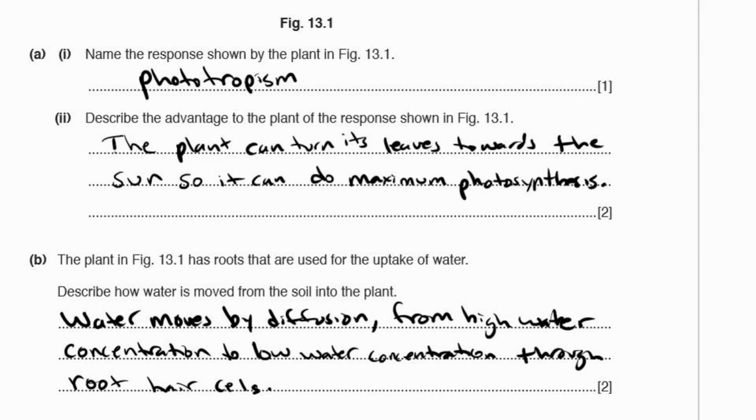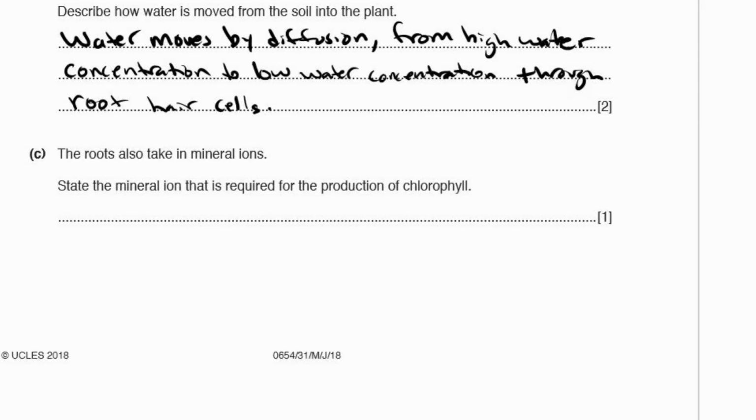Now you have to say water concentration. You can't just say concentration, because when you're saying concentration, you're generally talking about the stuff in the water, not the water itself. So it's very important you say water concentration for this. Okay? And finally, the roots also take in mineral ions. State the mineral ion that is required for the production of chlorophyll. And that mineral ion is magnesium.